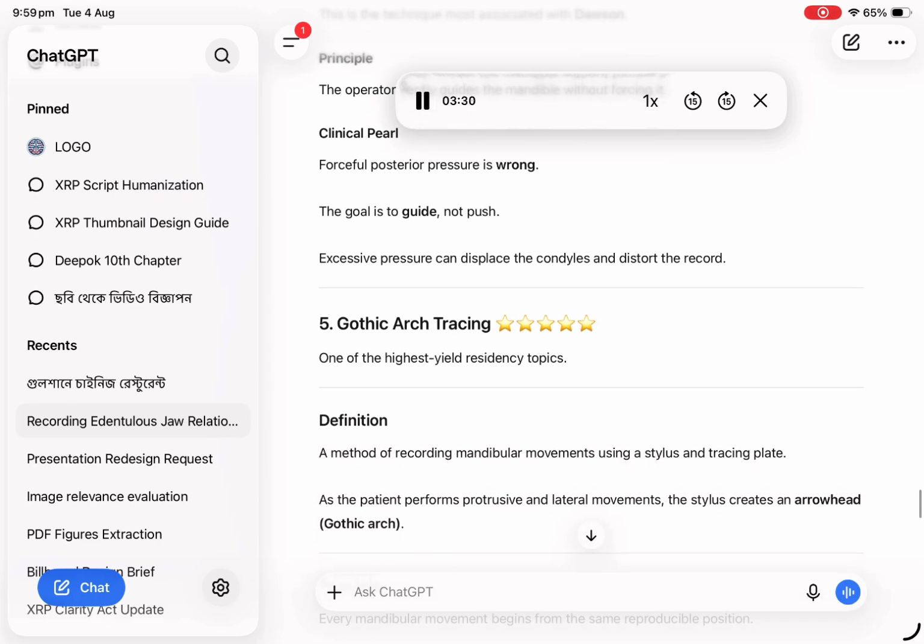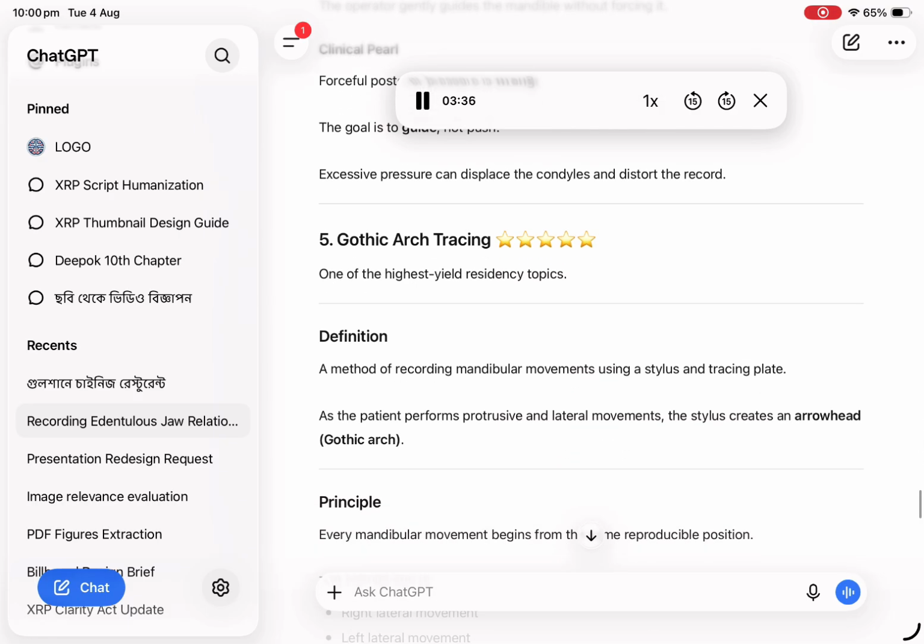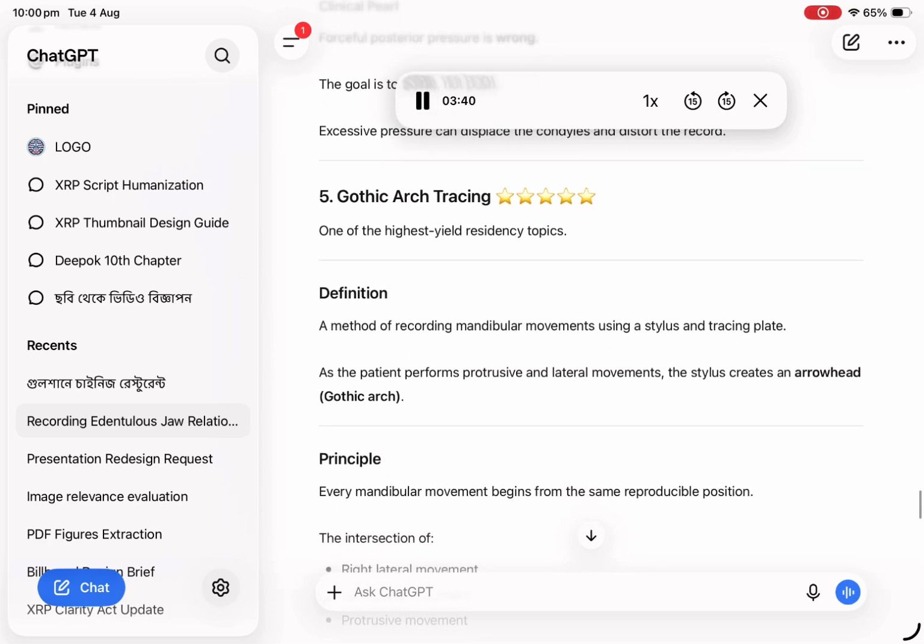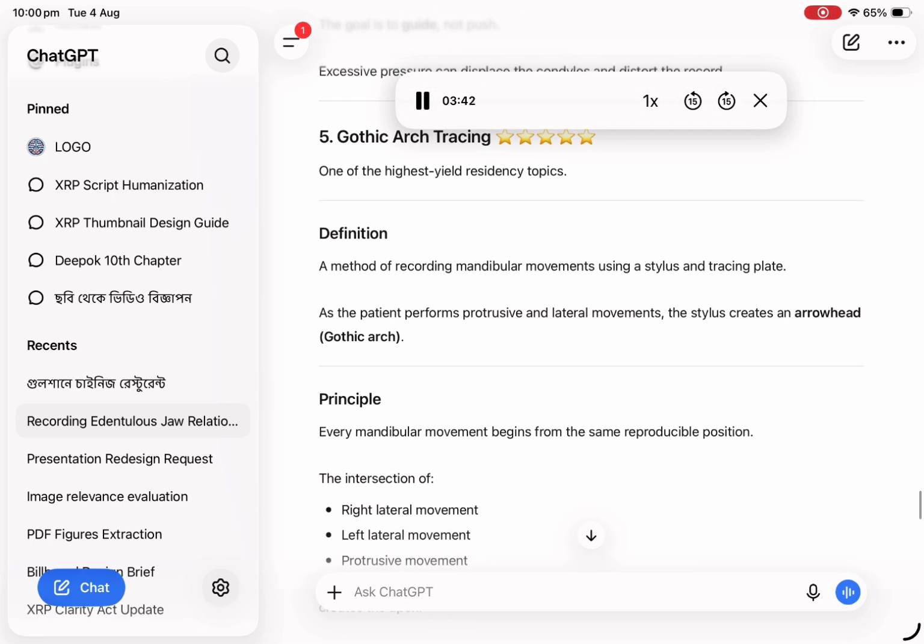Number 5. Gothic arch tracing. One of the highest yield residency topics. Definition: a method of recording mandibular movements using a stylus and tracing plate. As the patient performs protrusive and lateral movements, the stylus creates an arrowhead Gothic arch.